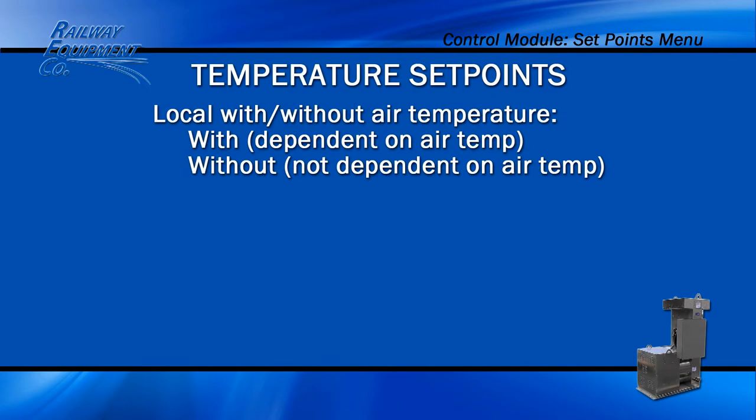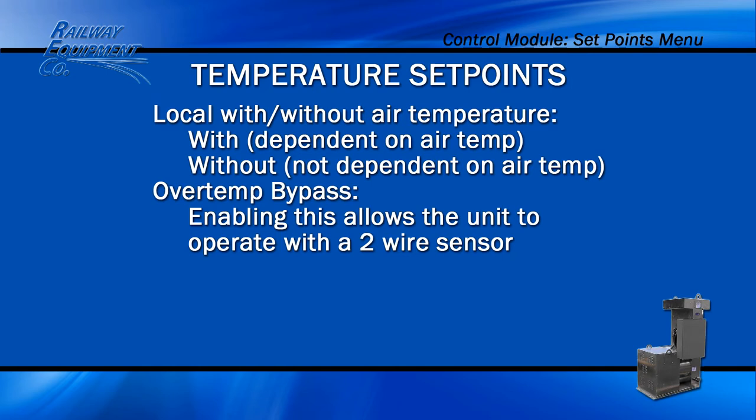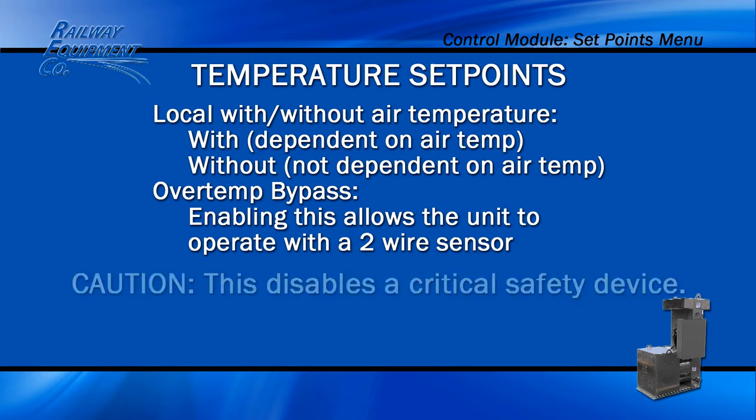Setting the local with/without air temperature option determines if the local feature is dependent on the air temperature. If overtemp bypass is enabled, the unit will not fault if the brown overtemp sensor is missing. This feature is only for use on units that have a 2-wire overtemp sensor. Current production units are equipped with a 4-wire overtemp sensor.